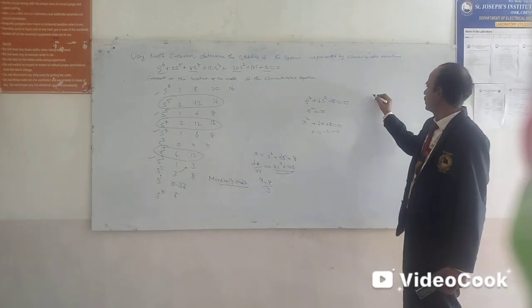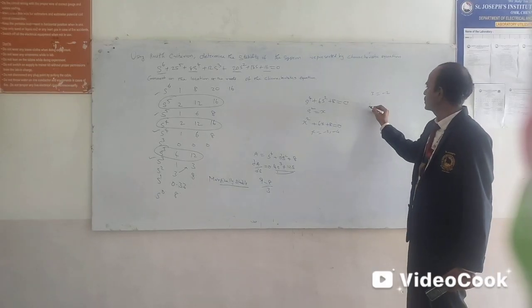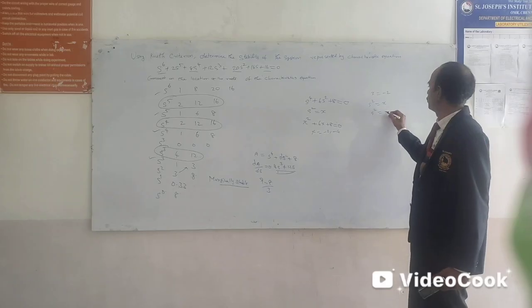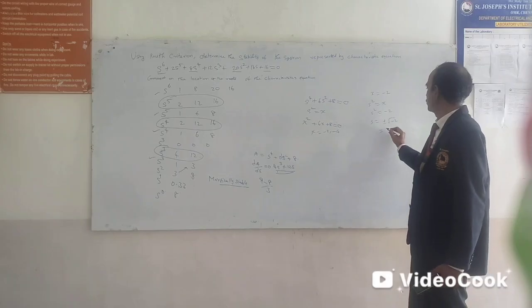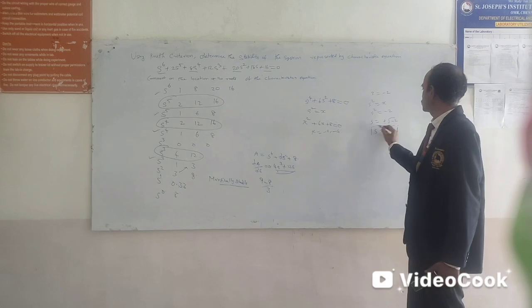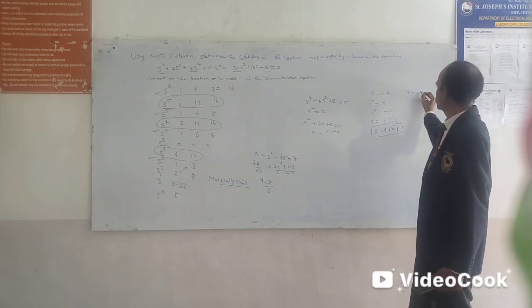From this, let x equal to minus 2, where x is s square. Then s square equal to minus 2, so s equal to plus or minus root of minus 2. So we'll be getting plus or minus root 2 j. So this is one pair of imaginary roots. Again, x equal to minus 4.